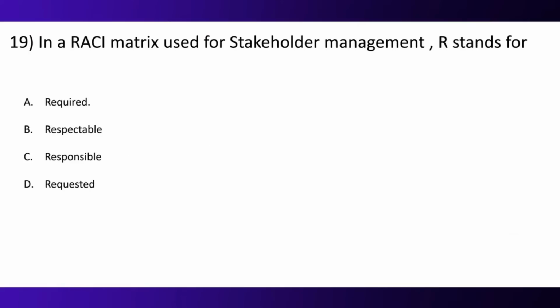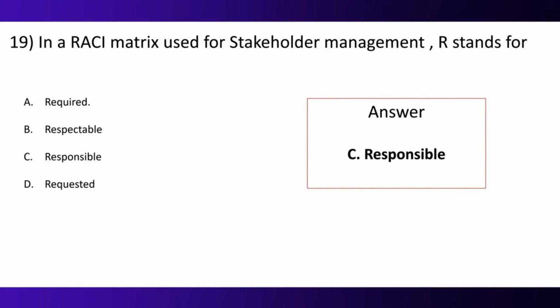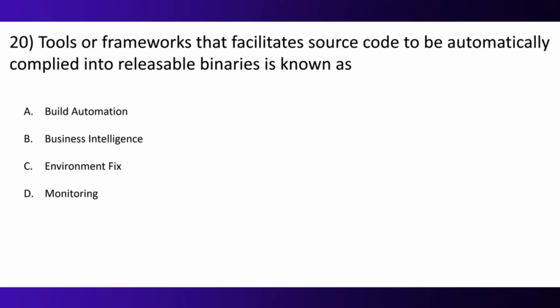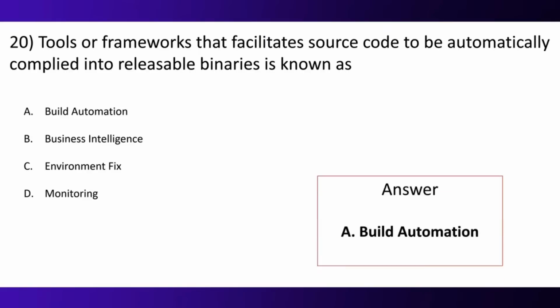Question 19. In a RACI matrix, which is used for stakeholder management, R stands for option A. Required. Option B. Respectable. Option C. Responsible. Option D. Requested. And the correct option is C. Responsible. Question 20. Tools or frameworks that facilitate source code to be automatically compiled into releasable binaries is known as option A. Build automation. Option B. Business intelligence. Option C. Environment fix. Option D. Monitoring. And the correct option is A.